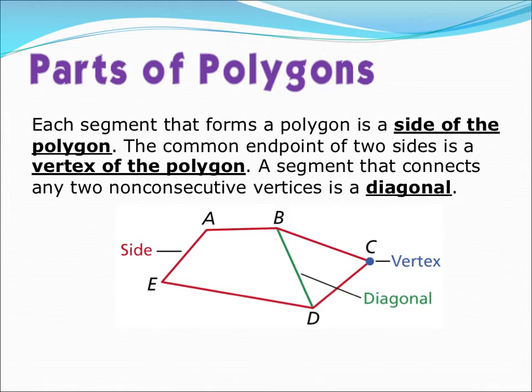So in your diagram, the red segments are the sides. The blue dots, there would be one at C, one at B, one at A, one at E, one at D. Those are called your vertices. And then what's already there, BD, is a diagonal. You can also make BE a diagonal. AD can be a diagonal. EC can be a diagonal. So anything connecting two non-consecutive vertices.